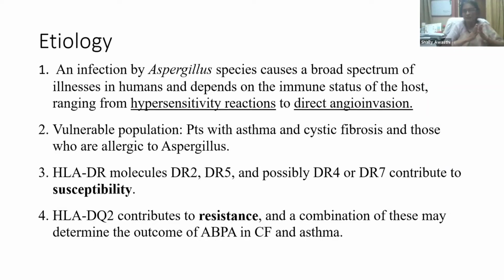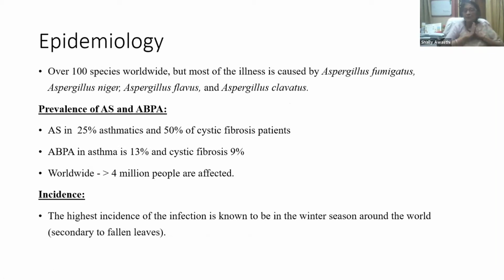Vulnerable populations are patients with asthma, cystic fibrosis, and those who are allergic to Aspergillus. There is a genetic susceptibility. Those patients who are HLA DR2, DR5, possibly DR4 or 7 have increased susceptibility, and those with HLA DQ2 perhaps have resistance, and a combination of these may determine the outcome of ABPA in cystic fibrosis and asthma. Now, there are more than 100 species of Aspergillus, but those causing disease are basically fumigatus, niger, flavus, and clavatus.